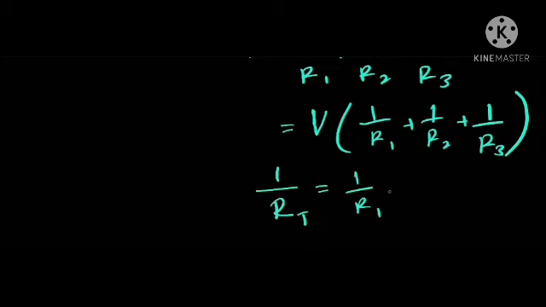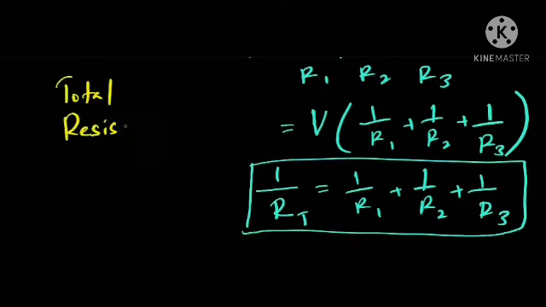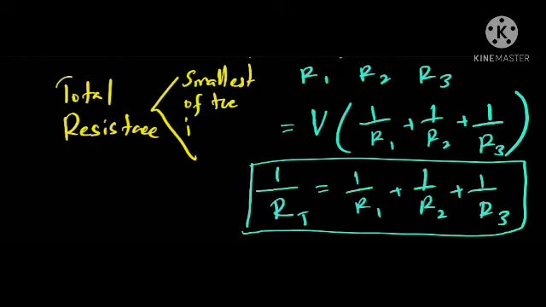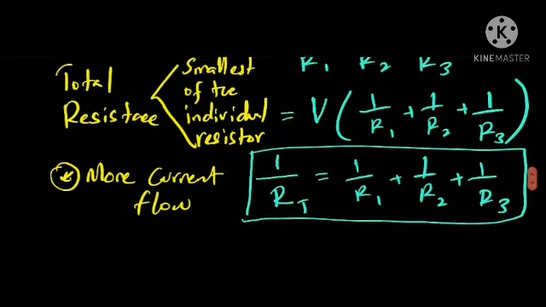This implies that the total resistance in a parallel circuit is equal to the sum of the inverses of each individual resistance. This relationship results in a total resistance that is less than the smallest of the individual resistances. When resistors are connected in parallel, more current flows from the source than would flow through any of them individually. So the total resistance is lower.